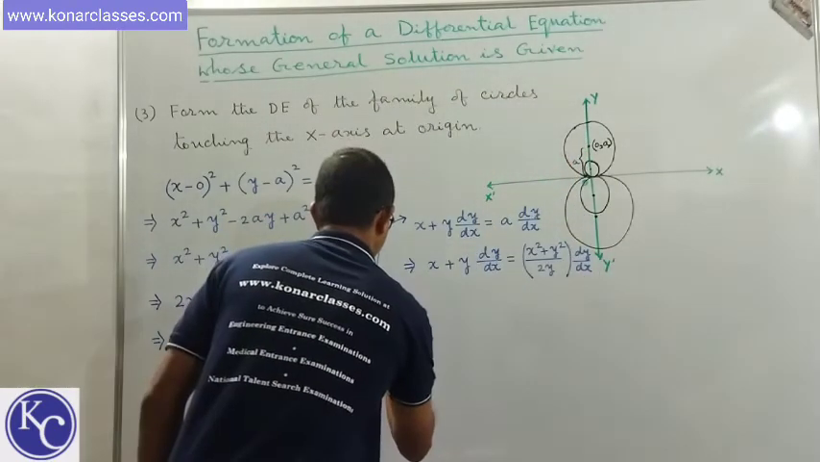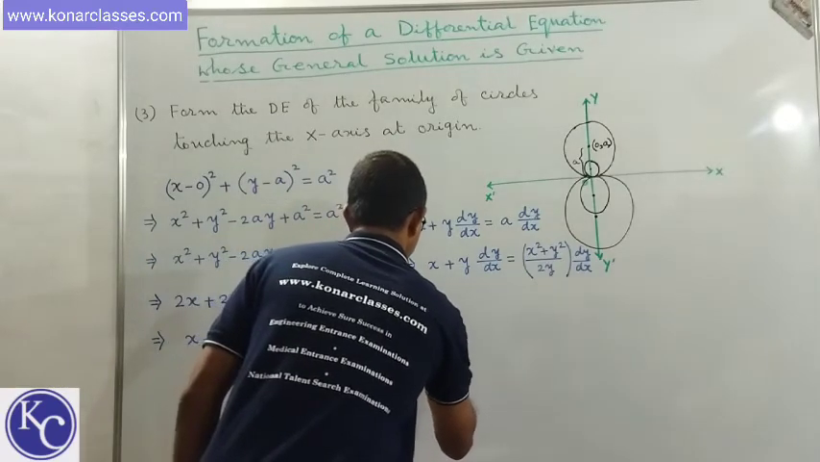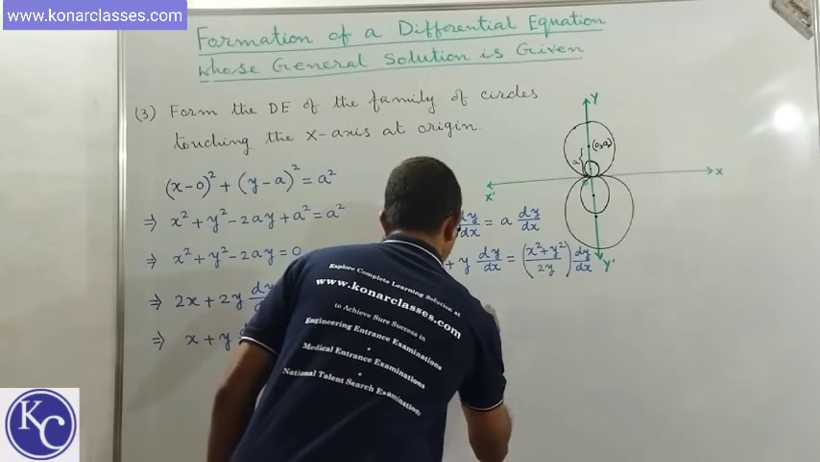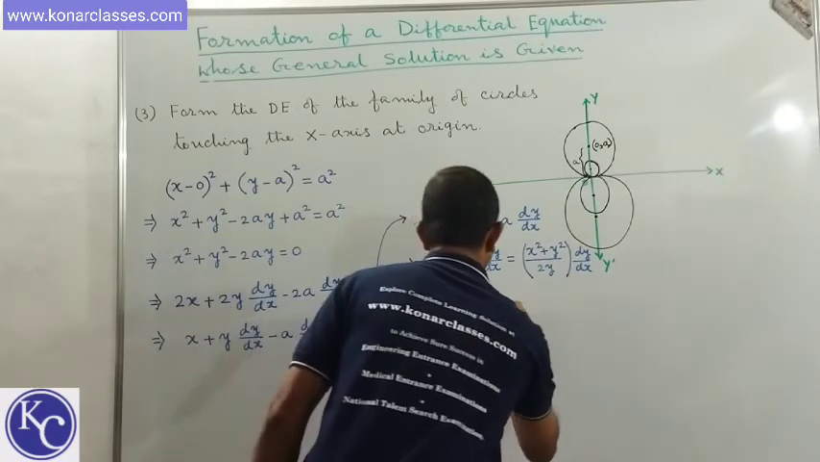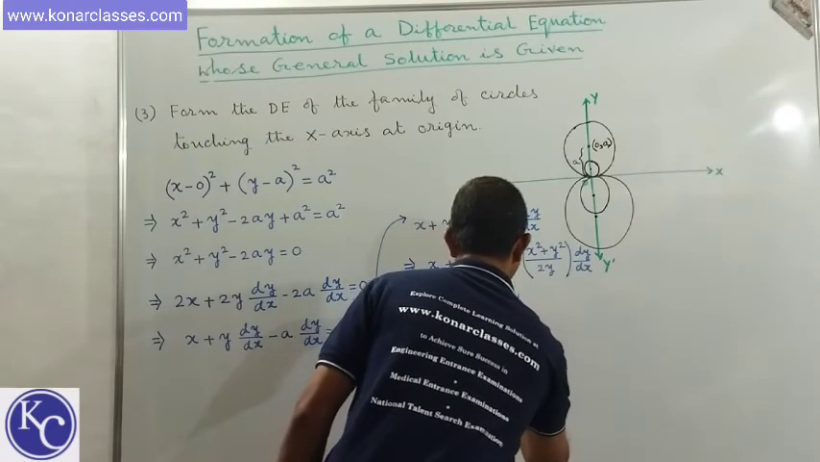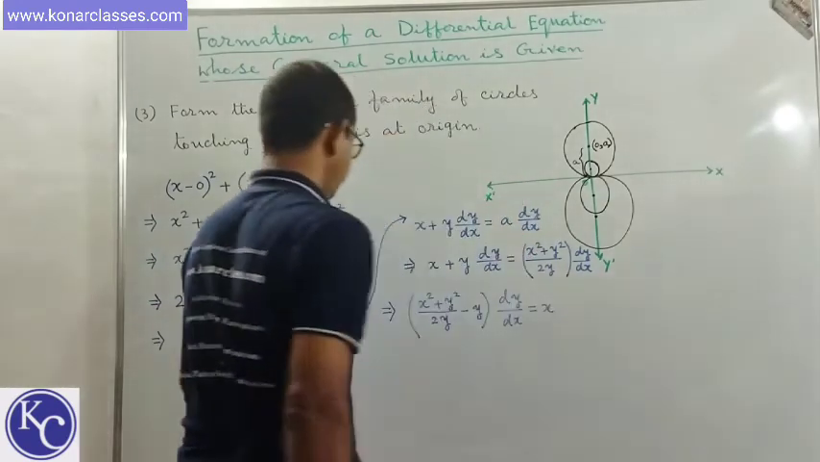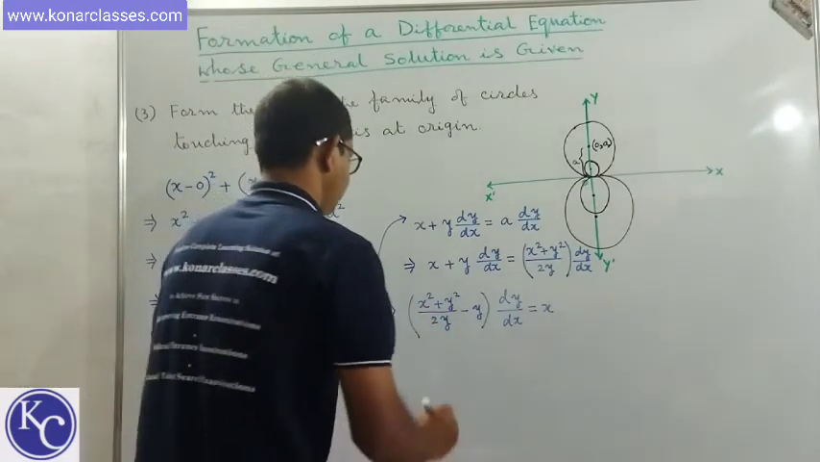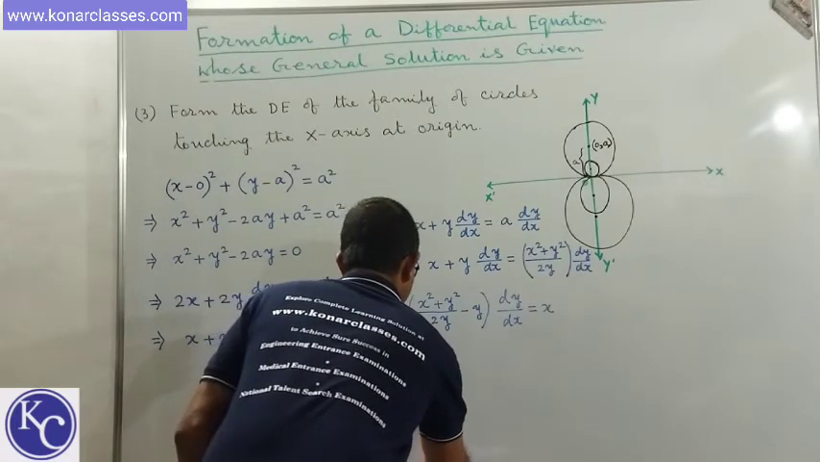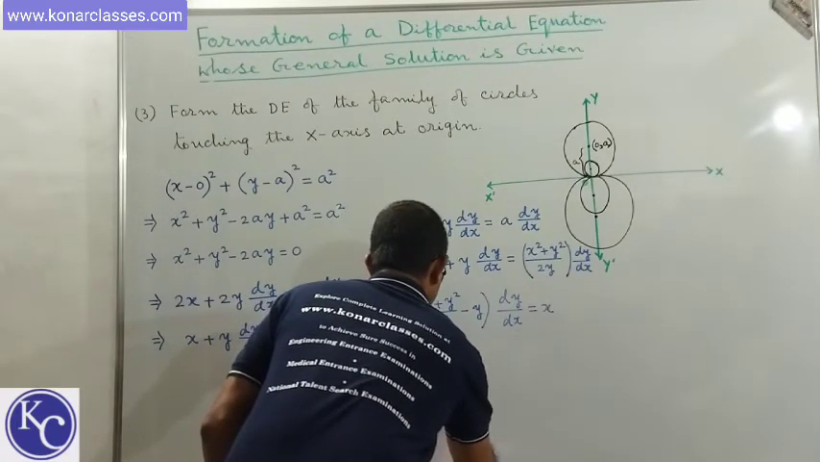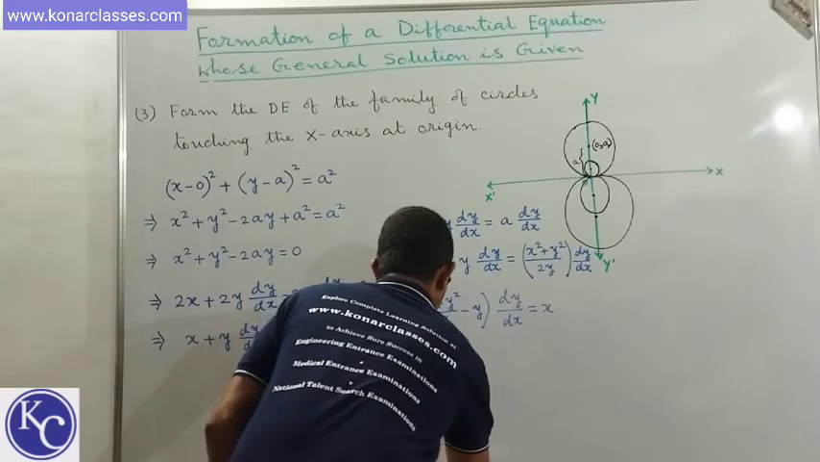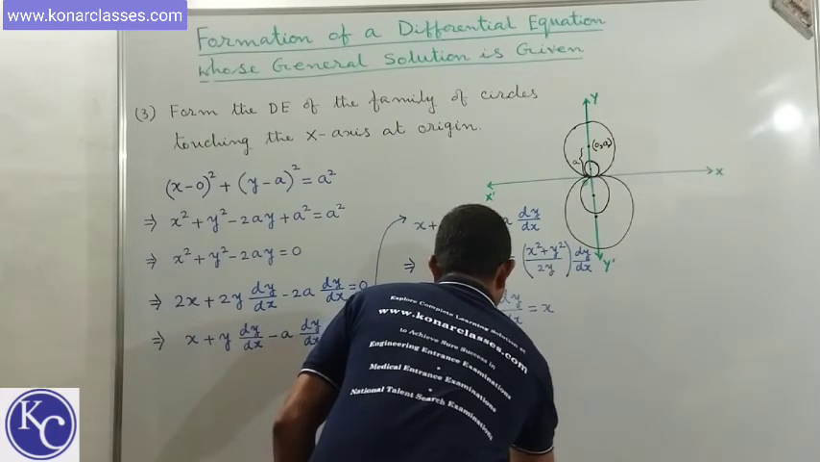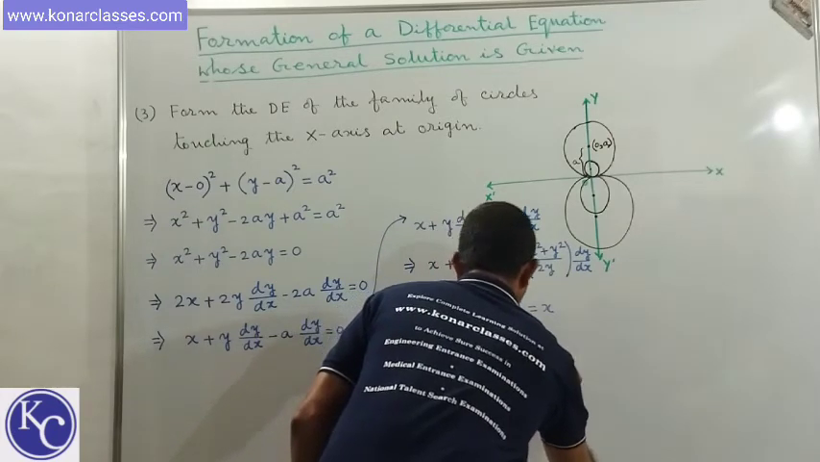So from here, if we simplify, what we get, dear students? (x square plus y square) divided by 2y minus y into dy/dx is equal to x. So that implies x square plus y square minus 2y square, means x square minus y square. So from here, what we get? (x square minus y square) divided by 2y into dy/dx is equal to x.